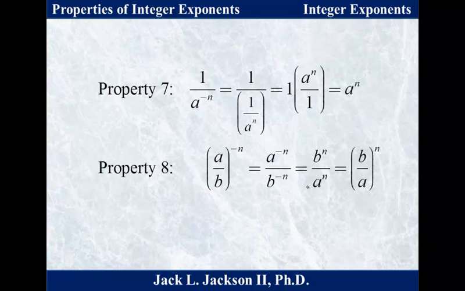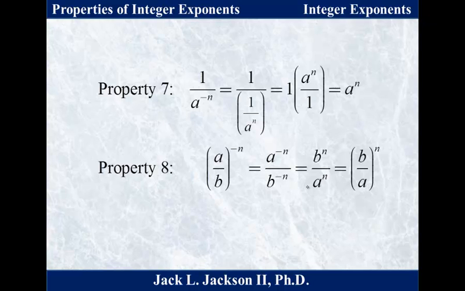Now, from property 6, we can get a couple other properties. Take 1 over a to the negative n. Well, a to the negative n is 1 over a to the n, and now we have a fraction inside a fraction. Of course, the fraction is division, so it says the numerator 1 divided by the denominator 1 over a to the n. Of course, division is multiplying by the reciprocal, so that's 1 times a to the n over 1, which is just a to the n. So 1 over a to the negative n is a to the n.